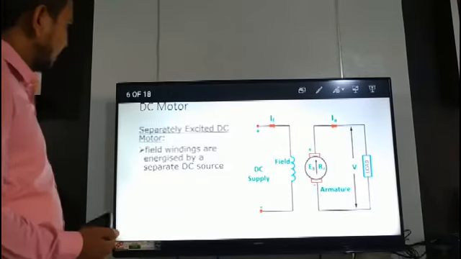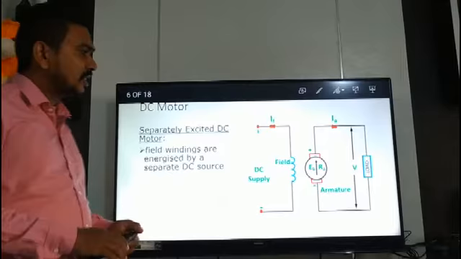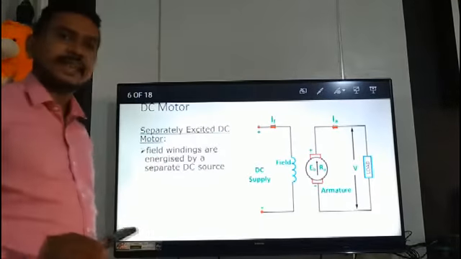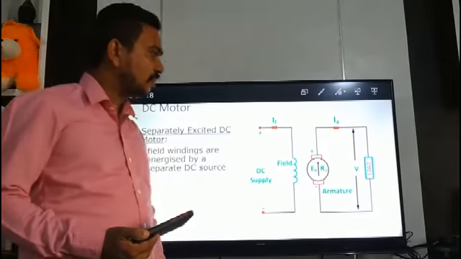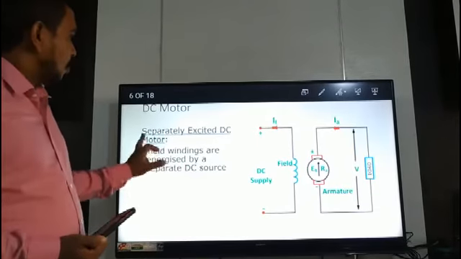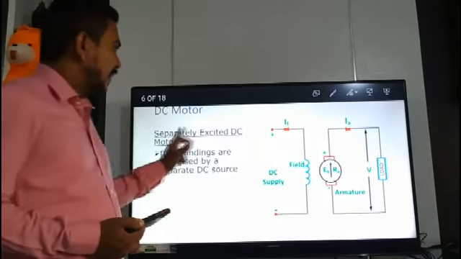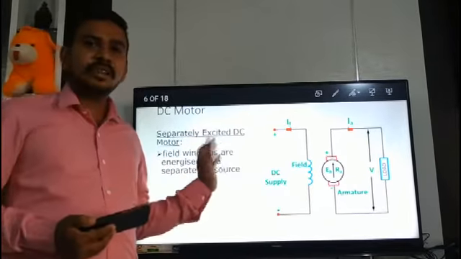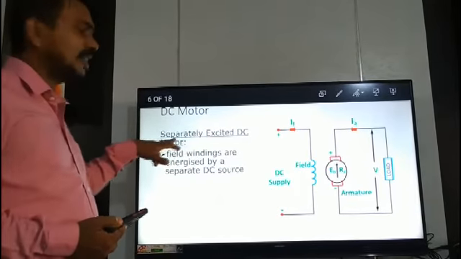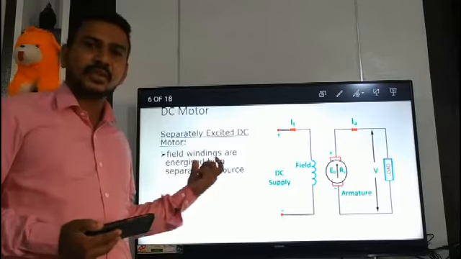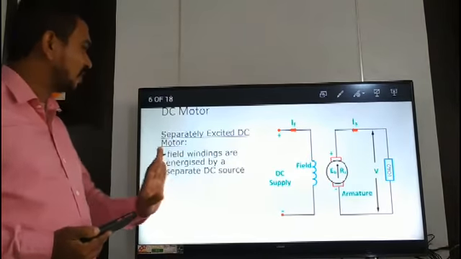So now the types of DC motor. First of all, the separately excited DC motor. This is the basic circuit of the separately excited DC motor, in which this is the armature and this is the field winding of the DC motor. So how can we define the separately excited DC motor? The name is separately excited DC motor, that means the excitation given to the DC motor is from a separate source. That's why it is known as the separately excited DC motor.